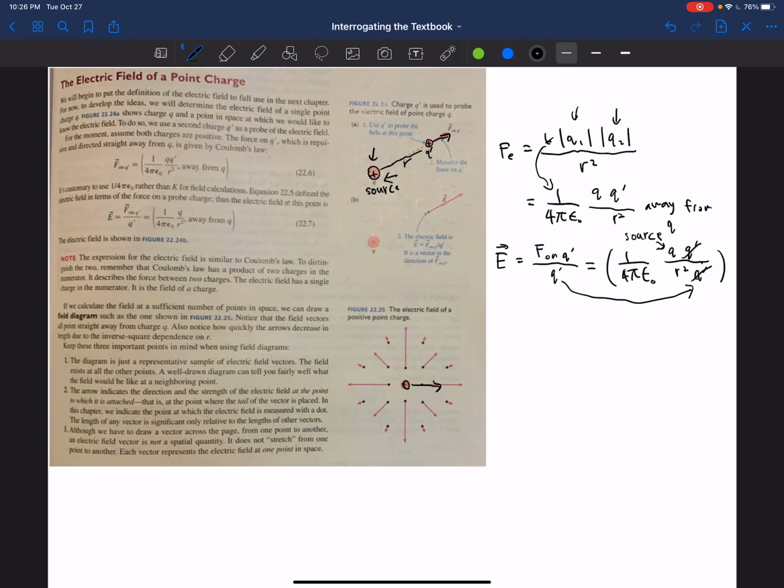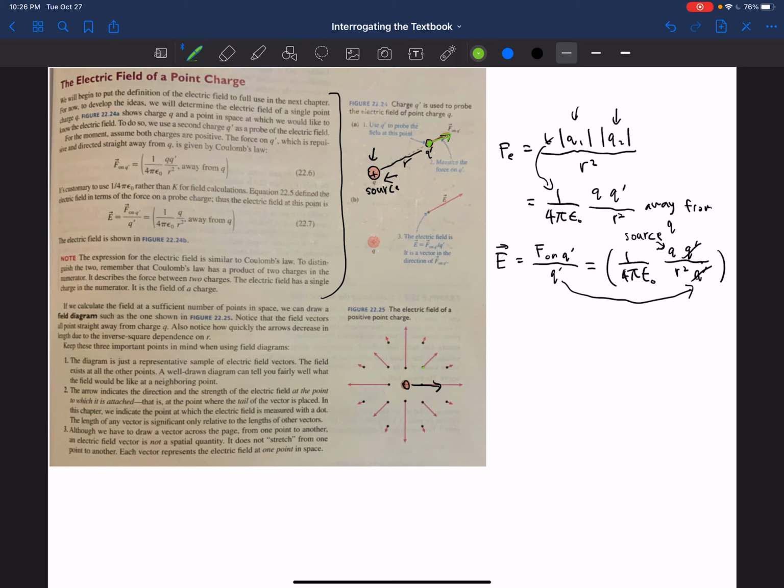Okay, so what we did for this part is calculate the electric field strength at that one point in space, like at this point. It's a vector, so it has magnitude and direction. The textbook is saying that if we drag this q prime around in space, we would get a lot of arrows pointing in different directions at different lengths. That's how we get the electric field diagram.